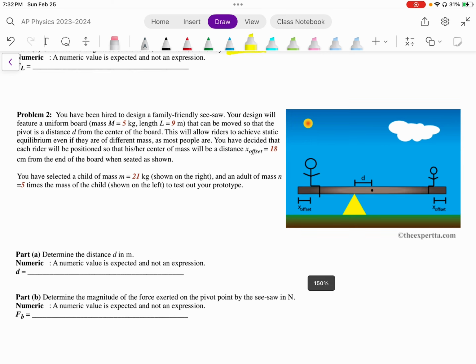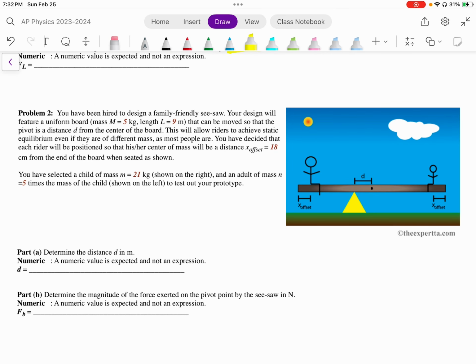Next, this one's a little bit trickier. Again, it has to do with being able to label, and think about what distances there are. Okay, you've been hired to design a family-friendly seesaw. Your design will feature a uniform board of mass, 5 kilograms in my case, of length 9 meters. Uniform, what does that mean? That means the mass of the board is uniform across all of it, so the center of gravity of the board will be smack dab in the middle. So if the length of the board is 9 meters, the center of gravity of that board will be at 4.5 meters, okay?